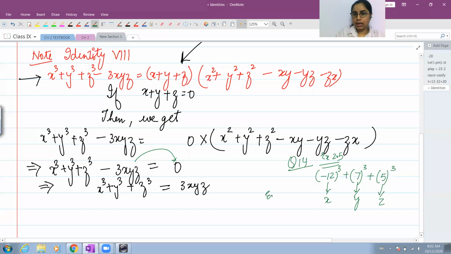Your expression actually is x cube plus y cube plus z cube, where x is taking the value negative 12, y is taking the value 7, and z is taking the value 5. Let me know if this is making sense, कि मैंने अपने एक्सप्रेशन को कैसे कंपेयर किया है.